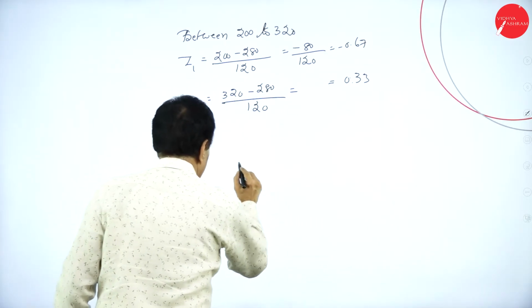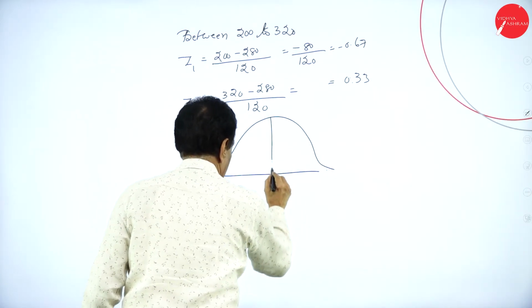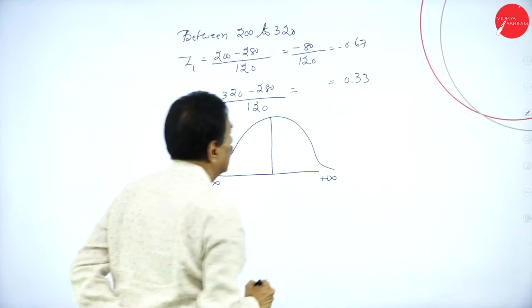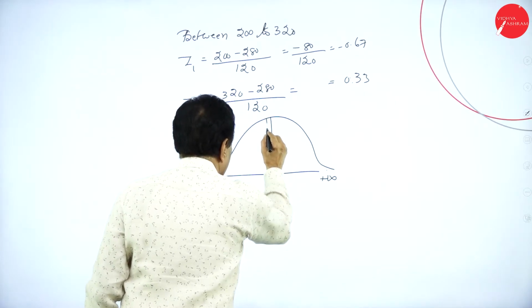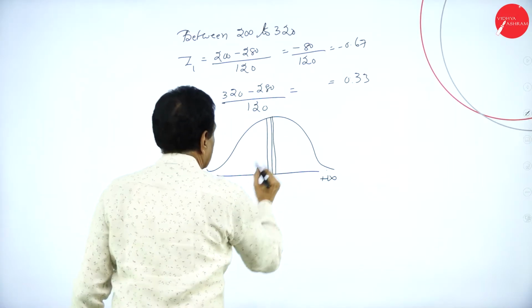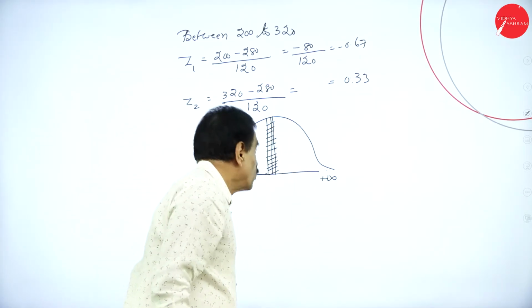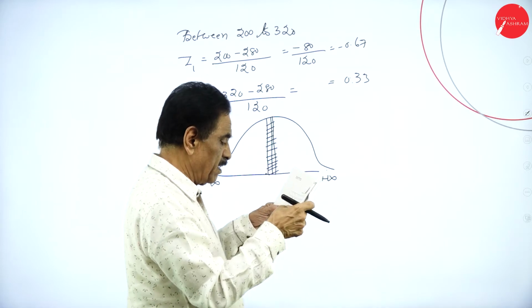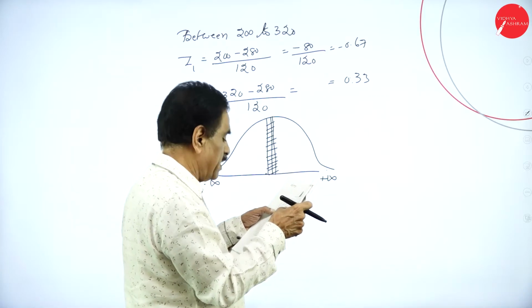So it will go like this. Here up to negative infinity, here positive infinity. First one, how much does it occupy? Here, minus 0.67. Another occupies plus 0.33. You have to make it like this. So what is plus 0.67 or 0.66? It is 0.2454 if it is 0.66; I have taken 0.67.